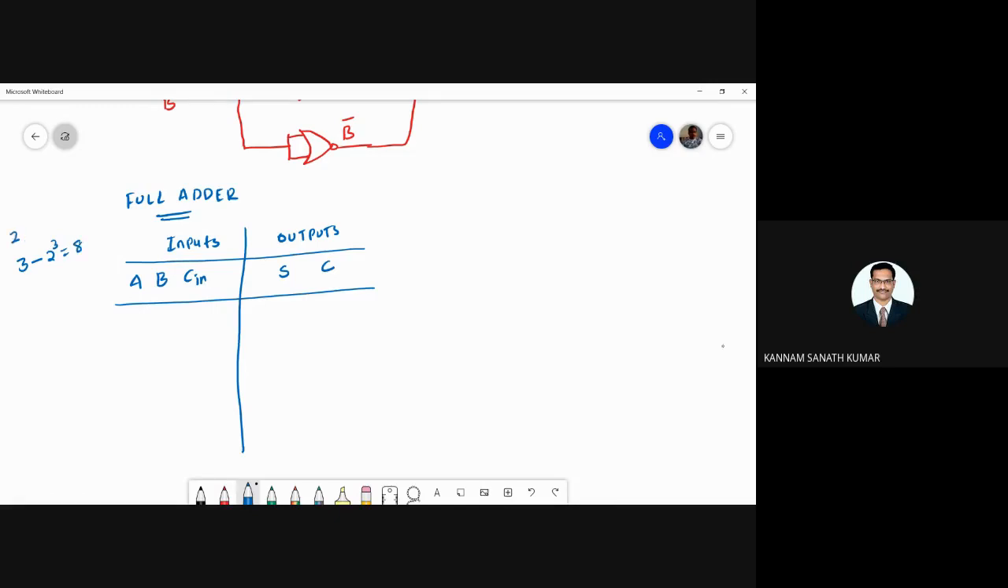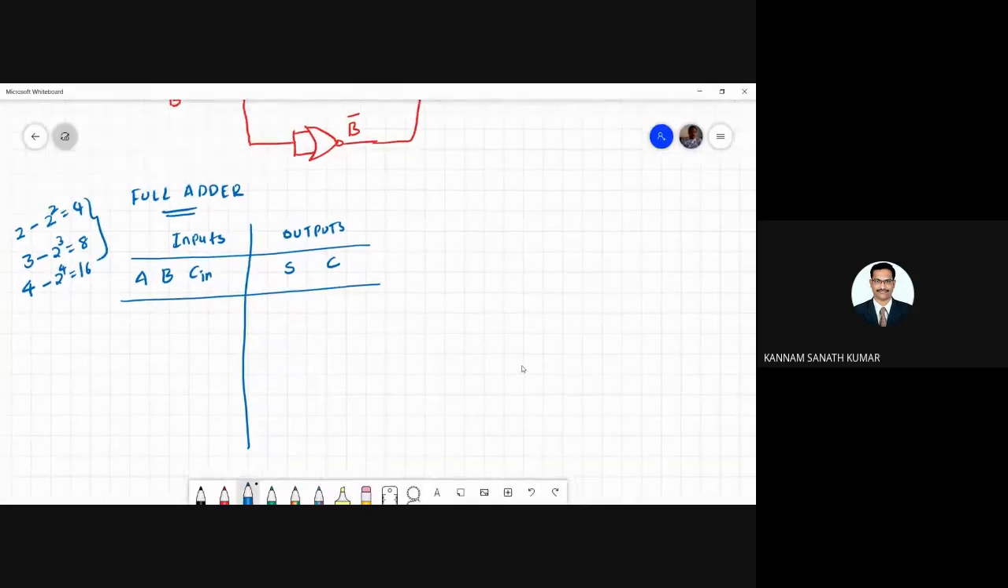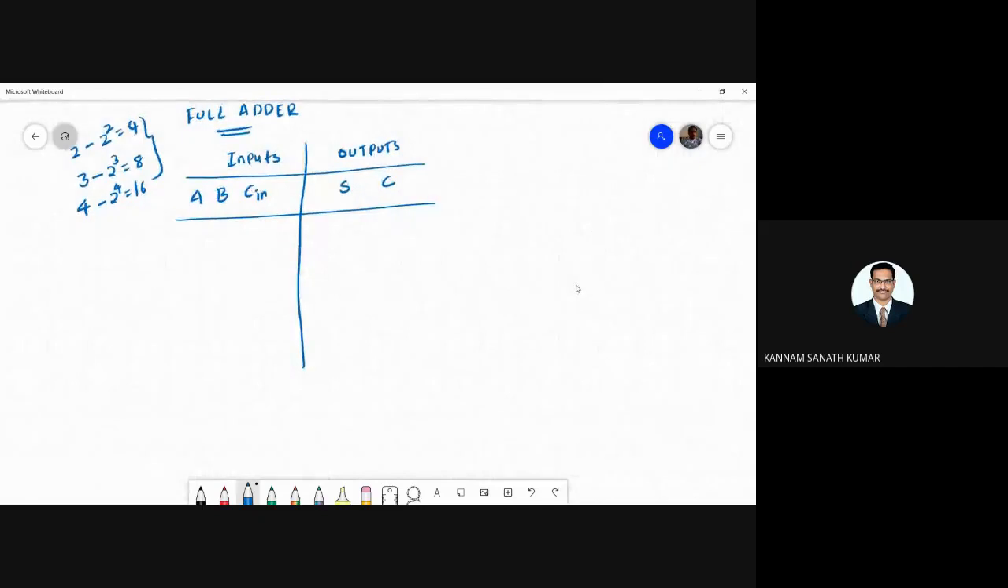Okay, if there are two inputs, how many possible combinations? Four possible combinations. If there are four inputs, 2 to the power 4, that means 16 possible combinations you will get. Okay. So here you have three inputs. So what are these possible combinations?